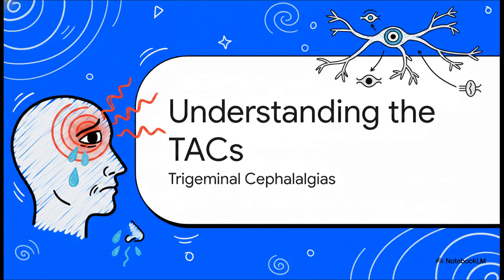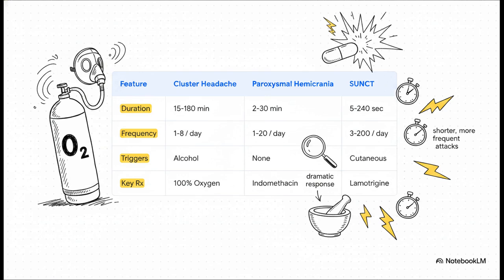Okay, let's switch gears to a really distinct group of headaches, the trigeminal autonomic cephalalgias, or the TACs. What defines these is this combination of severe, one-sided pain plus autonomic symptoms on that same side, things like a tearing eye or a stuffy nose. Now, this table is super useful because it shows you exactly how to tell these apart. It's all about the timing, the duration, and frequency. And, this is really cool, the very specific treatments they respond to.